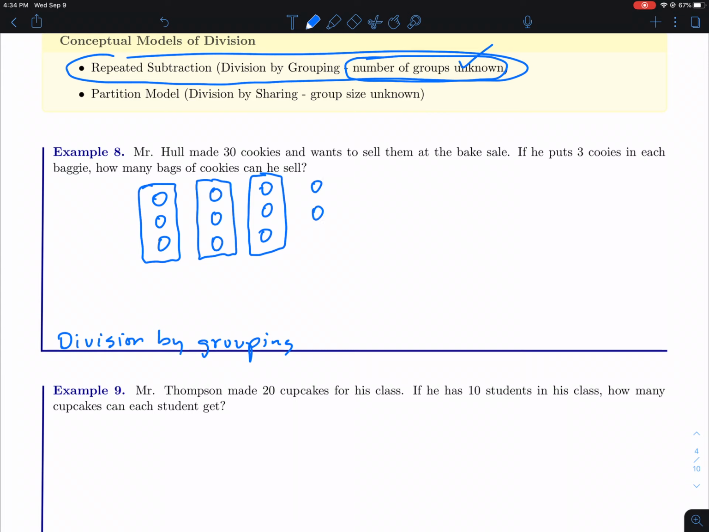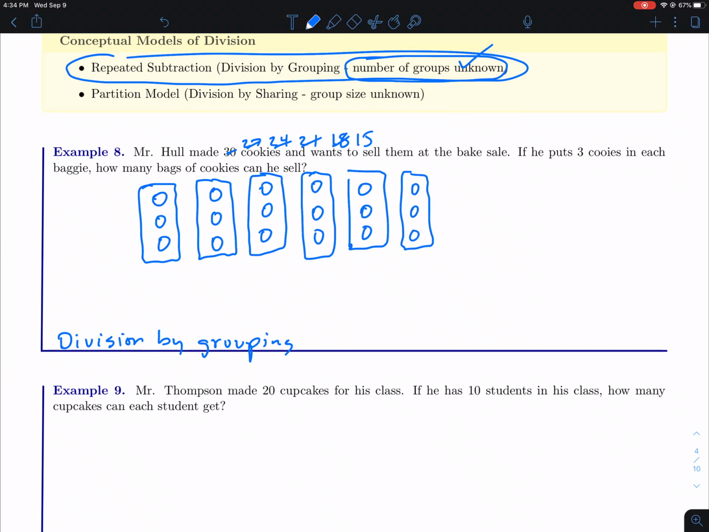So in this case, let's do 3 more cookies. Let's actually reduce these as we go along. The first set took me down to 27. The next set took me down to 24. Now I'm down to 21. Now I'm down to 18 cookies left to distribute. Let's do 3 more cookies. That takes me down to 15. 3 more cookies takes me down to 12. 3 more cookies takes me down to 9.